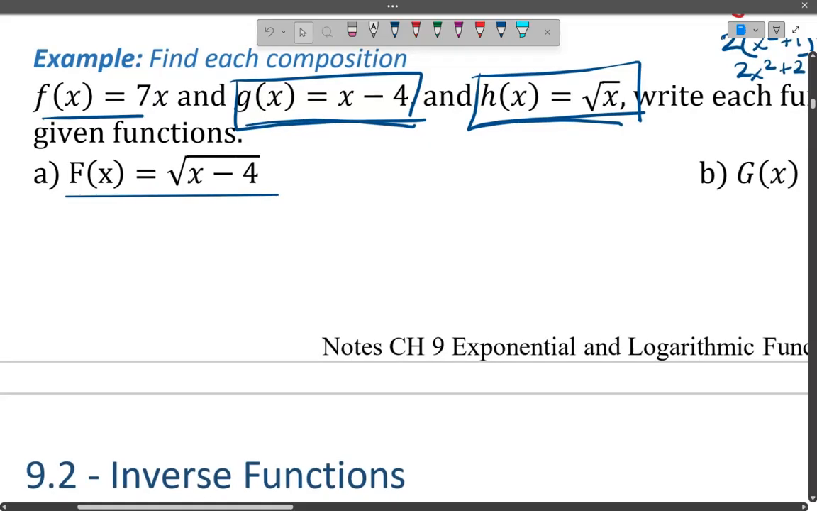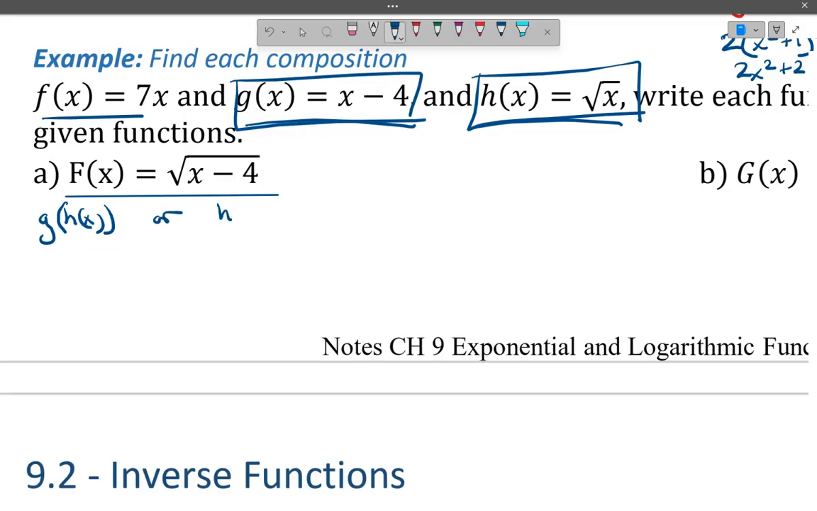Our 2 options are then that we either compose g of h of x, or we're composing h of g of x, and it depends on which one is the input. So for our first example, g of h of x, what we have is g of the square root of x. Conversely, we could have h of x minus 4, with x minus 4 being our input.